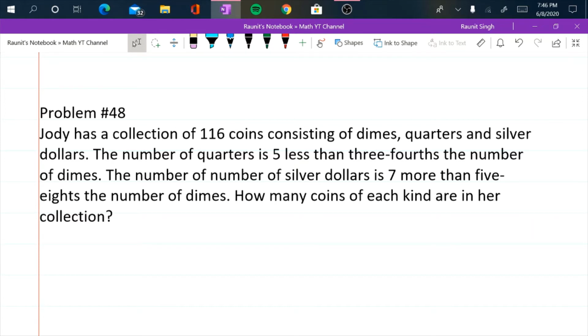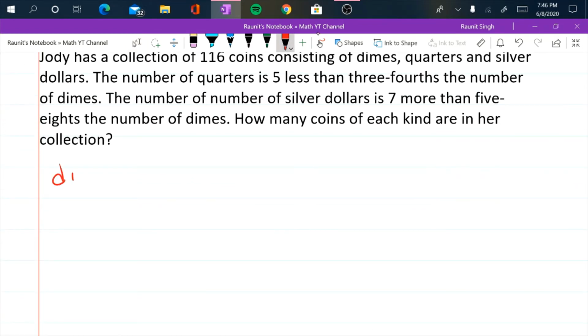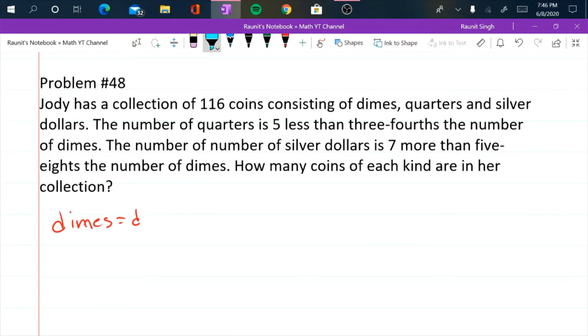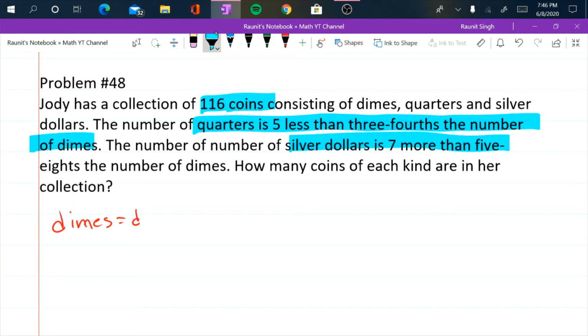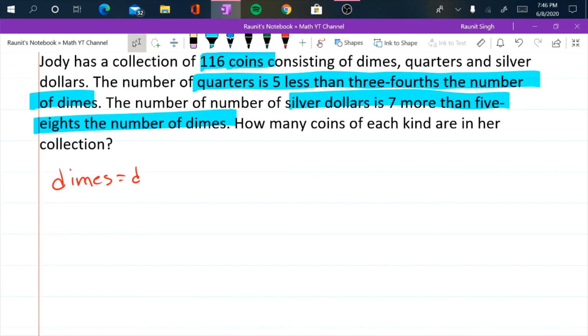So 3/4 the number of dimes, and then silver dollars. So dimes, we're going to have dimes equals D. We have to label our things, and I forgot to highlight. So 116 coins. Quarters is 5 less than 3/4 the number of dimes. Silver dollars is 7 more than 5/8 the number of dimes. So we're going to do silver dollars. No, let's do quarters next.